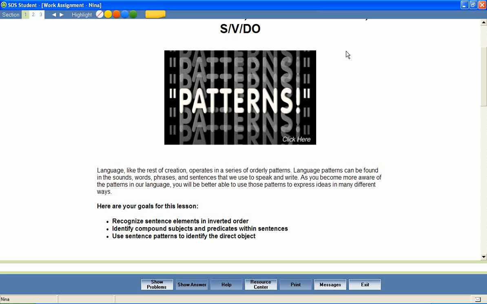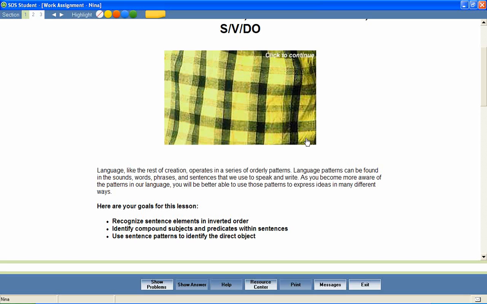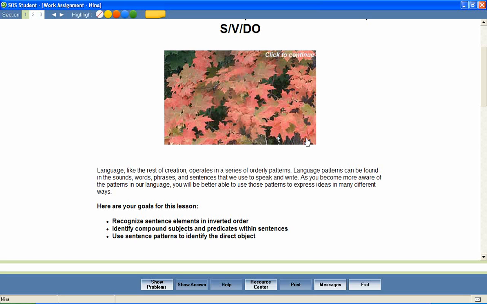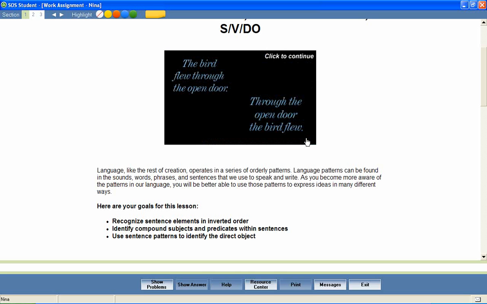A variety of audio-visual presentations, including videos, slideshows, and animations, provide reinforcement of lesson content. Patterns are everywhere. On walls, on fabric, in nature, and in language. The ability to recognize patterns in language is essential to be able to understand the written and spoken word.